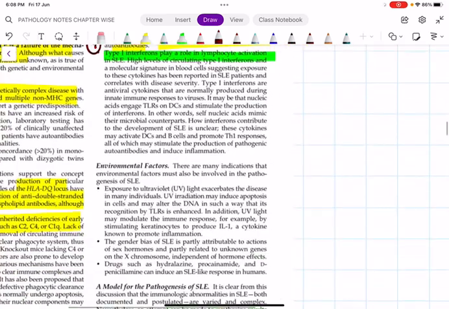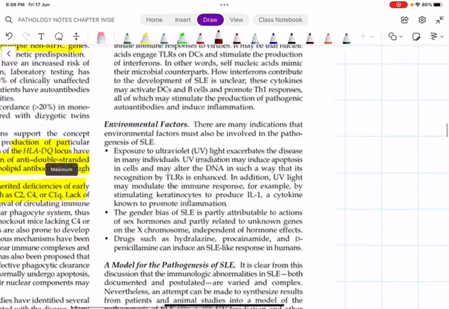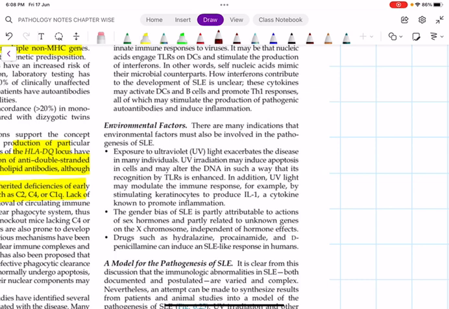You are going to write these 4 points. Then finally, you are going to write the heading, environmental factors. What are the environmental factors? Exposure to ultraviolet rays. It will exacerbate the disease in many individuals. Fine? Why? Because the UV light will stimulate the keratinocytes to produce interleukin 1. This interleukin 1 will promote inflammation.